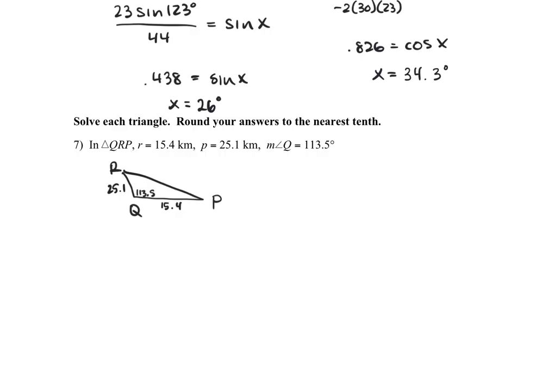To solve the triangle means that you find all the missing pieces. So we need the measure of angle R, the measure of angle P, and the side length here of Q. So we have side, angle, side. So this is a law of cosines to start with. So if I want to find side Q, then this would be law of cosine. So Q squared is what I'm going to begin with because it's opposite of the angle given.